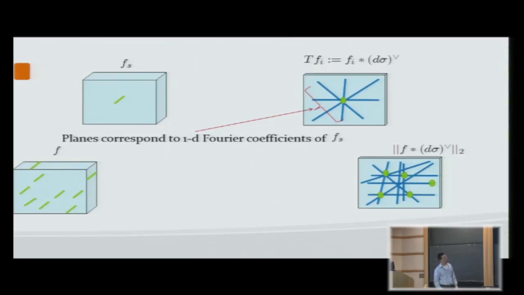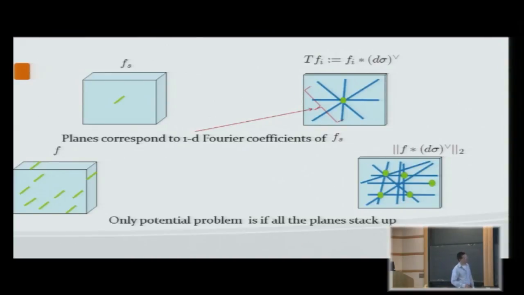And it turns out that the only way this estimate is not sufficient to go beyond Stein-Tomas is if all these planes stack up on top of each other. If I just think of it as a two-dimensional problem, I have this point, I get all these lines that stick out of here, and I get this point, I have all these lines that stick out of here. And the only way that I have a problem is if all these lines coincide with each other.